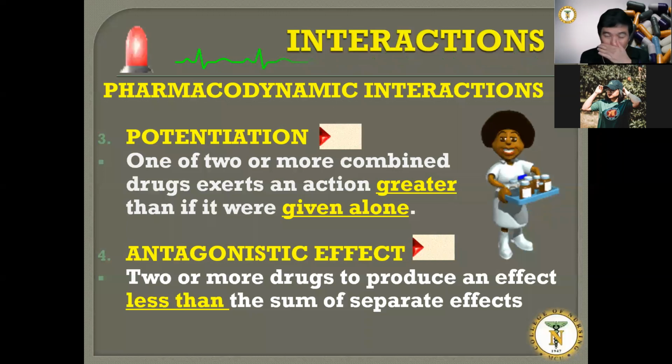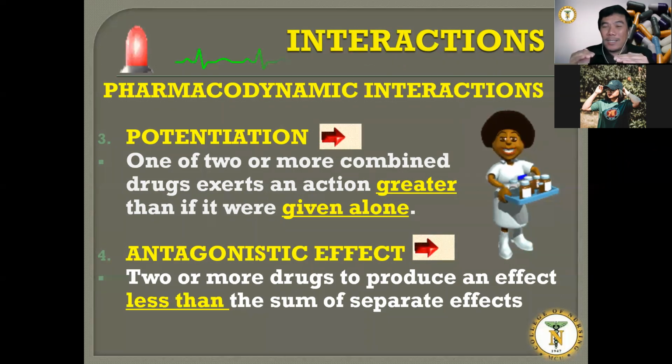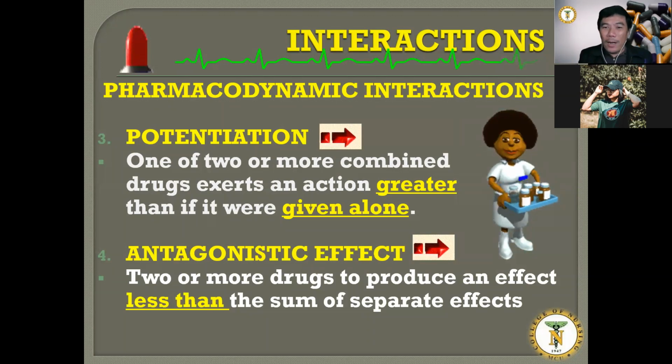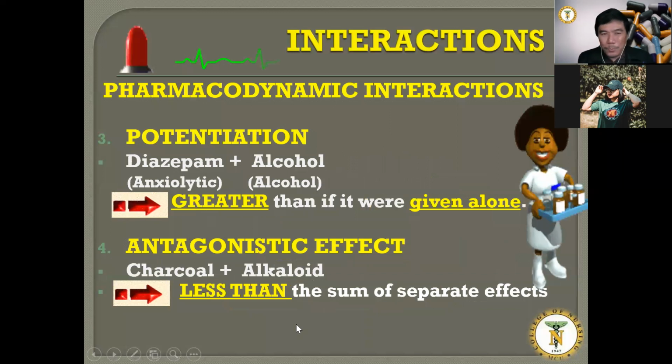Pag antagonistic effect, from the third, ayan, ginamit na naman natin the antagonistic. If we say antagonistic, it's opposite, di ba? So antagonistic: controlled, inhibit, block. So two or more drugs that produce an effect less than the sum of separate effects. So ibig sabihin, two drugs contradicting with each other produce balance. So less than the sum of separate effects, it produces balance. So I'll set an example on this. An example of this are the following.